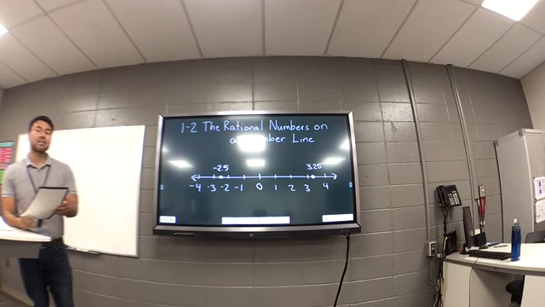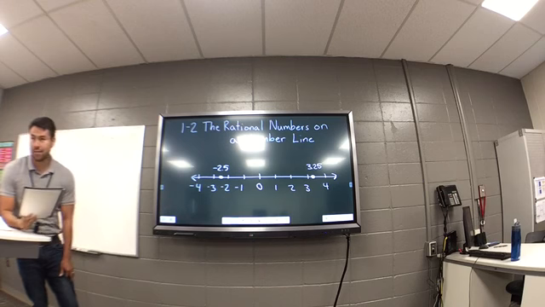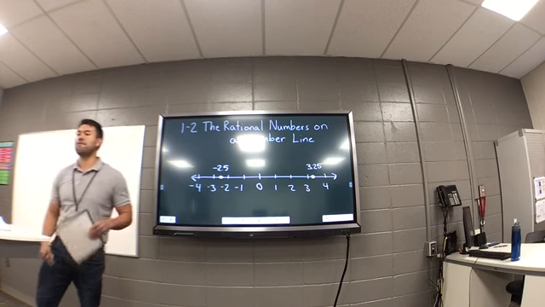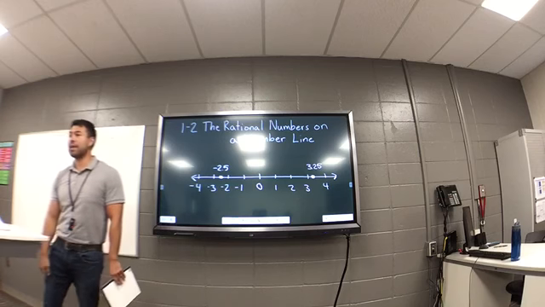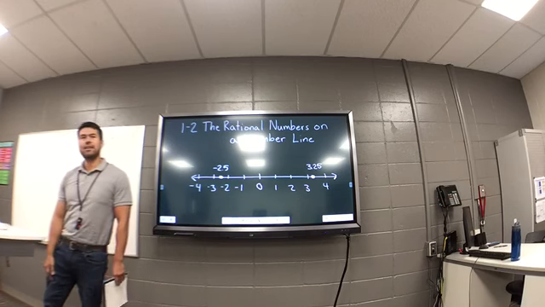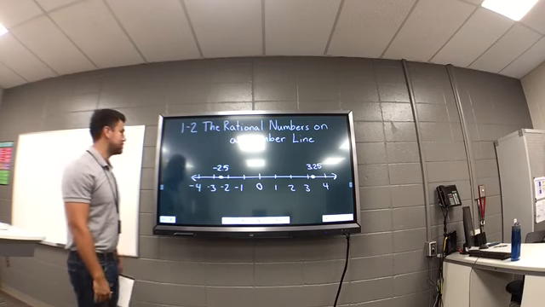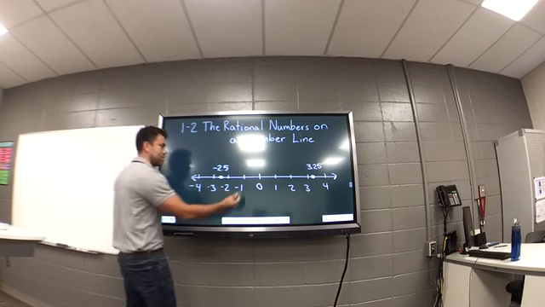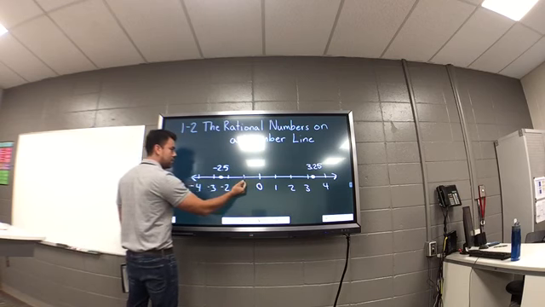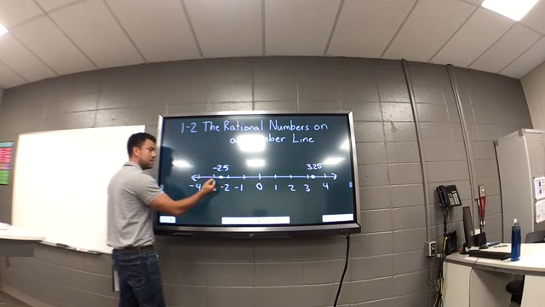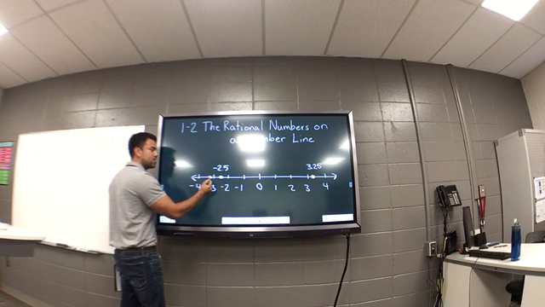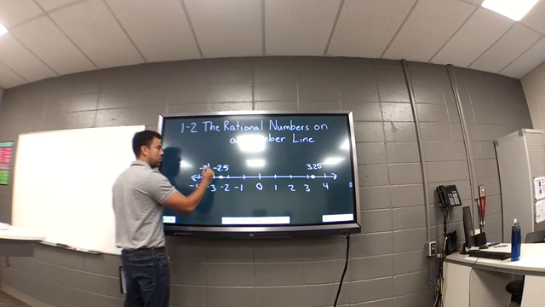Next one. This one's a little tougher. -3 1/5. Okay, so I know it's over here on the left side. -1, -2, -3 1/5. We'll just go a little bit past -3.